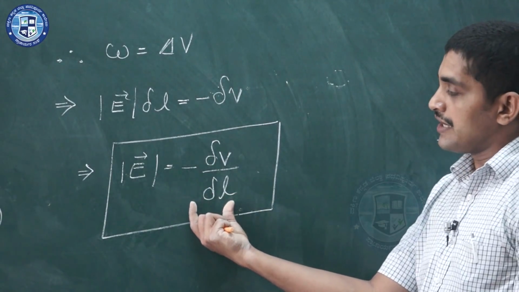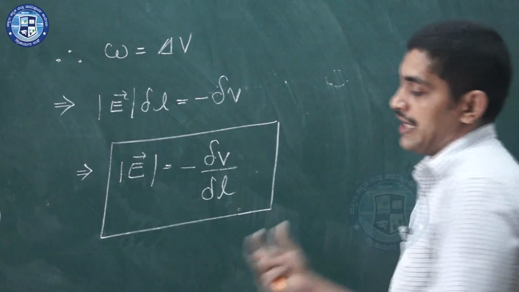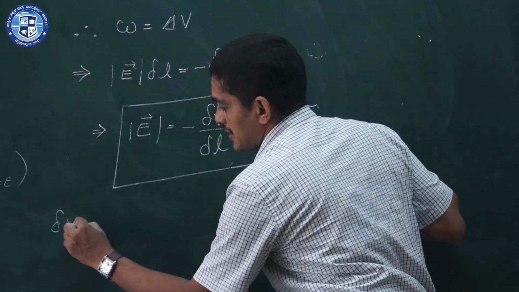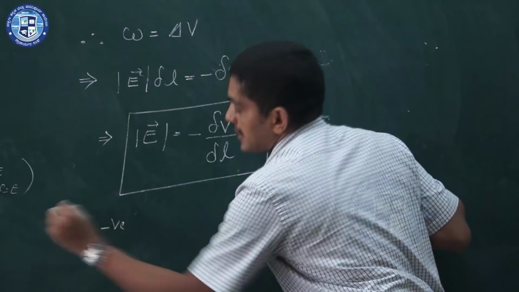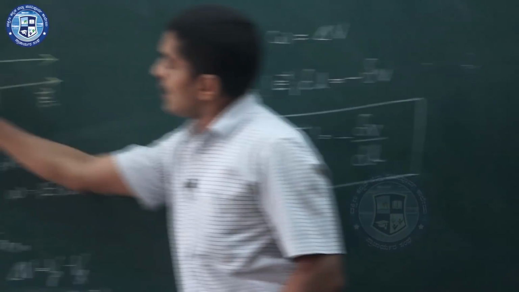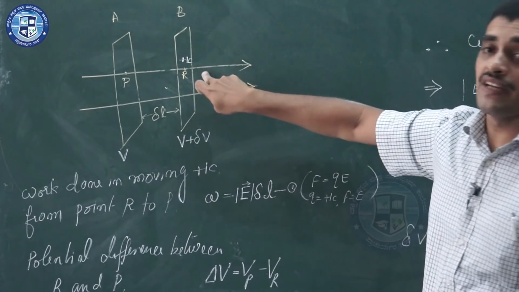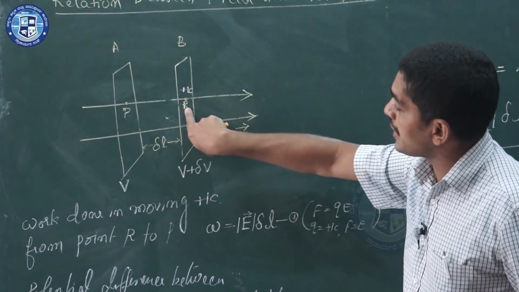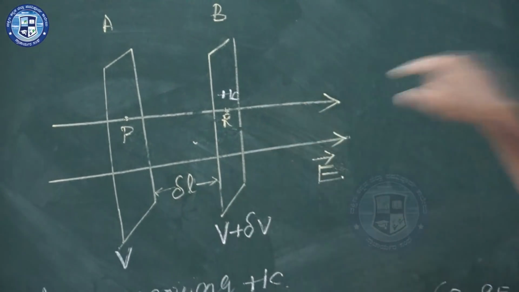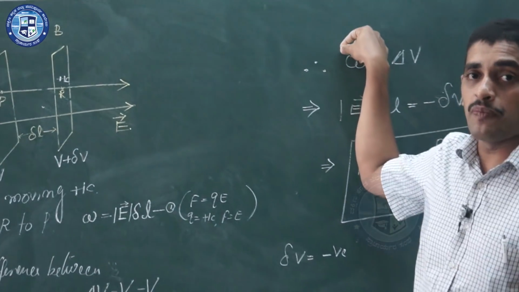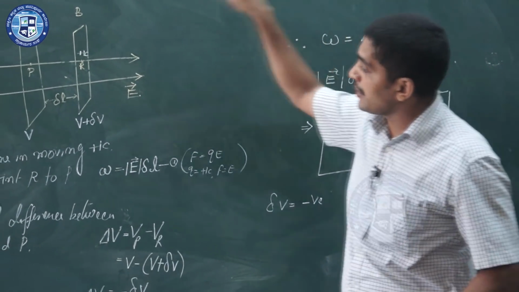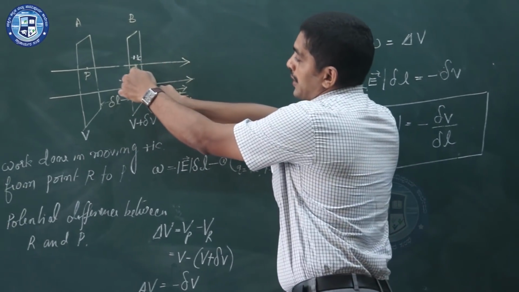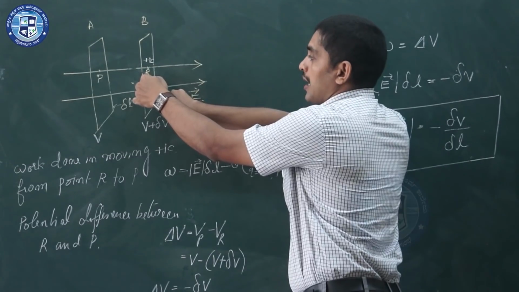What is given in our NCERT book? Again, one more step is added. They have taken that dV itself is negative. dV itself is negative in the sense that in the direction of the electric field, potential will decrease. Why? Because what is the definition of potential at R? Definition of the potential at R is nothing but work done in bringing a unit positive charge from infinity to this R.